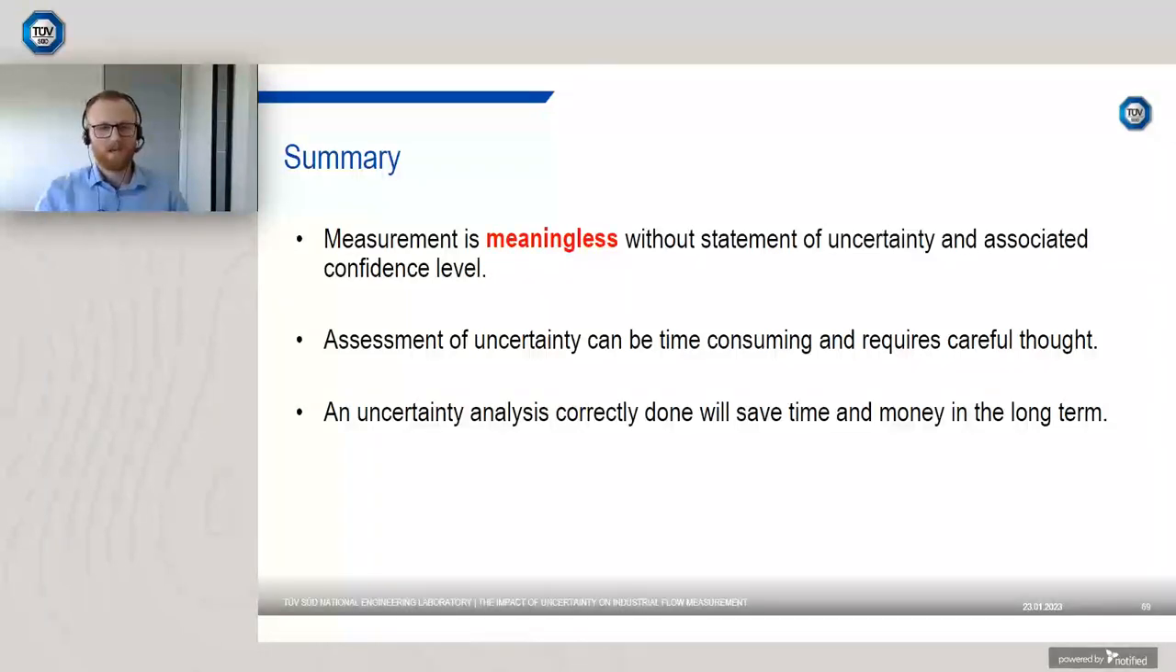Uncertainty analysis can be time consuming, it requires careful thought. It's not easy to identify all the sources. I still find it very difficult to identify all of the sources. There's always sources you don't know about. But if you do it right and you take your time and develop a budget for processes that require careful thought and are expensive processes, you will save money in the long term by developing an appropriate uncertainty budget.